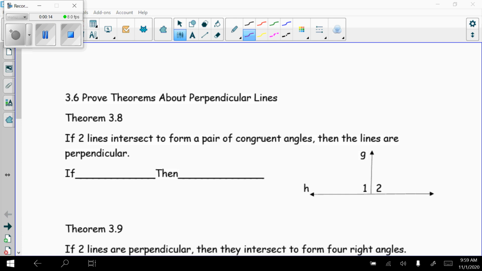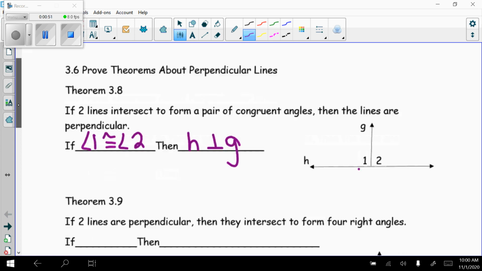Our very first theorem, theorem 3.8, says if two lines intersect to form a pair of congruent angles, then the lines are perpendicular. So we have this picture over here, and we can say if angle 1 is congruent to angle 2, then H is perpendicular to G. So if the two lines intersect, form a pair of congruent angles. So in our picture, we said angle 1 is congruent to angle 2. Then we could say that line H is perpendicular to line G. Remember that perpendicular means they form right angles.